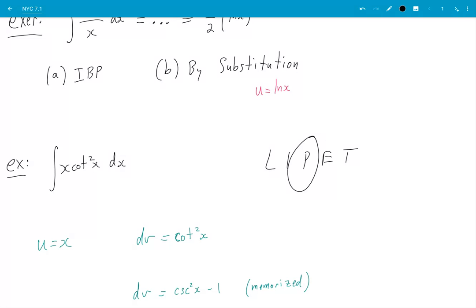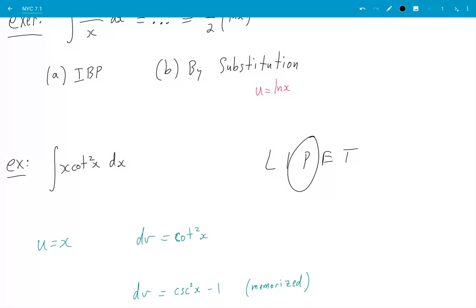Let me see. In terms of what you should memorize, I will make that clear at some point soon if I haven't done so already. So I'll give you a list of things that you should memorize. But this is certainly one, this trig identity.